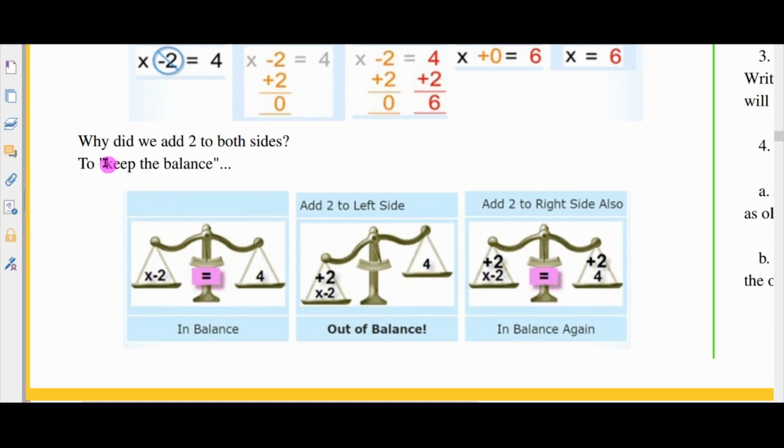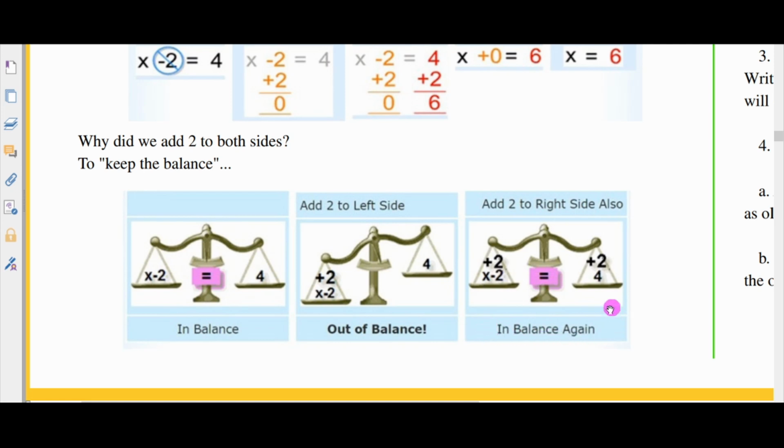And here we go. Why did we add 2 to both sides? To keep the balance. So on this side, we had x minus 2 equal 4. We're going to add 2 to the left side. If we add 2 to the left side, this side becomes out of balance. So we add 2 to the right side also, and then this would be in balance again.